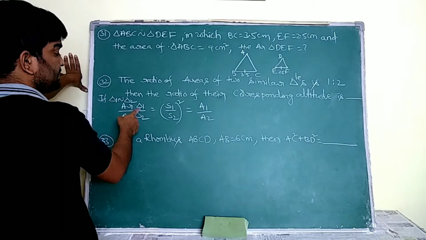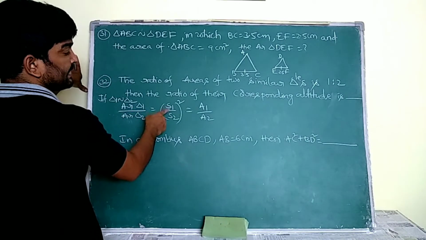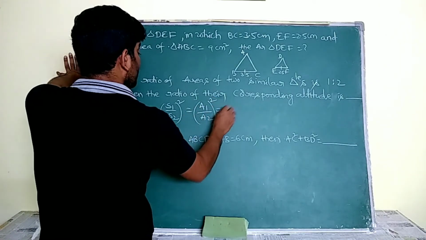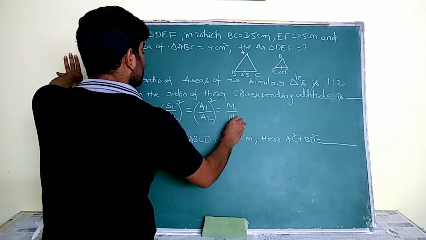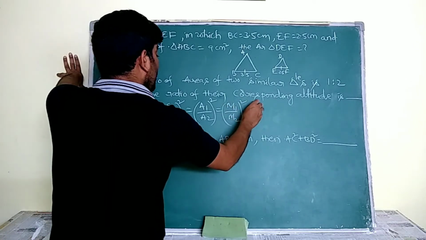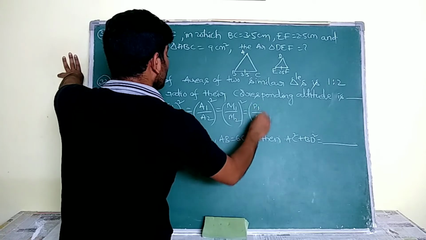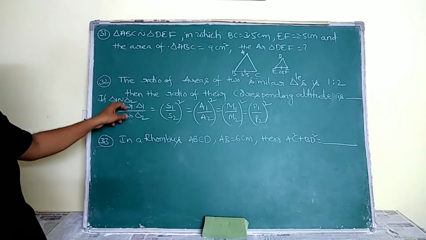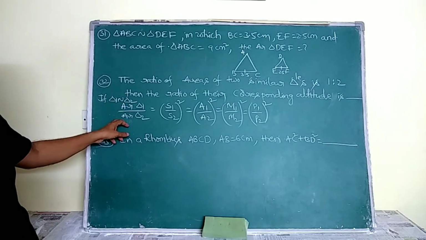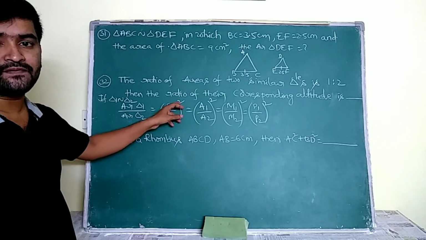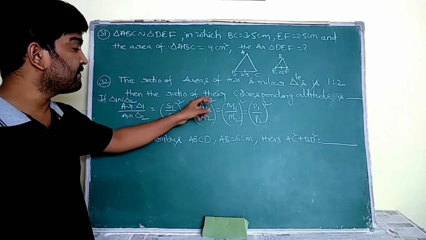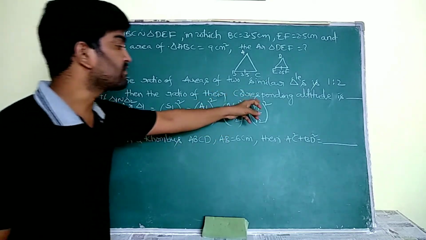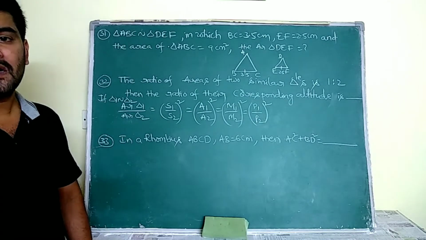Side 1 and side 2 are corresponding sides in the given similar triangles. Similarly, let A1, A2 be corresponding altitudes, let M1, M2 be corresponding medians, and perimeter 1, perimeter 2 be corresponding perimeters. That means the ratio of the areas of similar triangles is equal to the square of the ratio of corresponding sides, the square of the ratio of corresponding altitudes, the square of the ratio of corresponding medians, and the square of the ratio of corresponding perimeters.